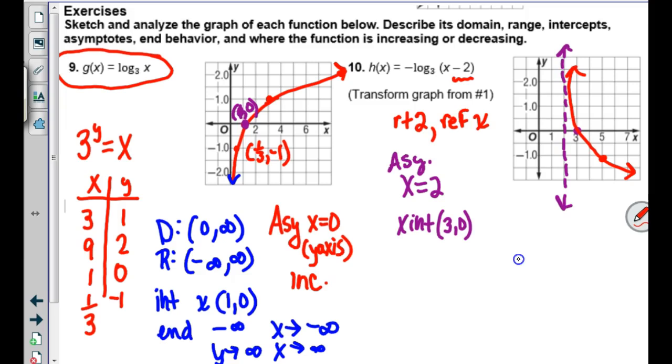Okay, what's the domain real quick? I don't want to do all of this, but what's the domain? Two to infinity. Okay. Other than that, I think you could figure it all out.